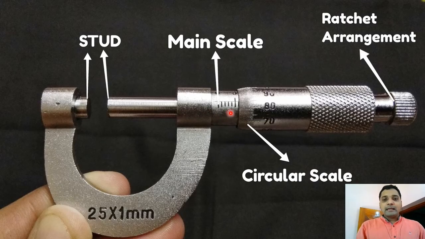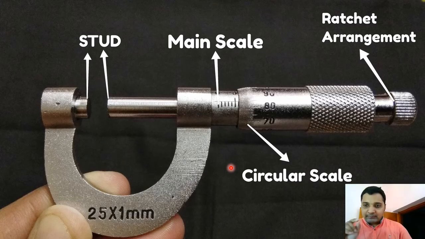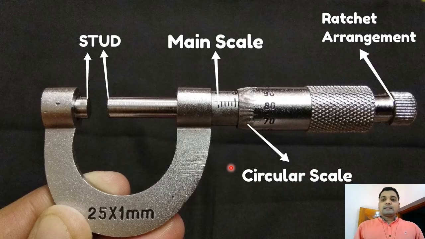This is the baseline or the main scale. In the main scale, how many lines are visible to us? If we keep an object of this much size, how many lines are visible? 0, 1, 2, 3, 4, 5. Here it is 5, so it is 5 mm. How many lines are visible to us is what we call the MSR, the main scale reading.